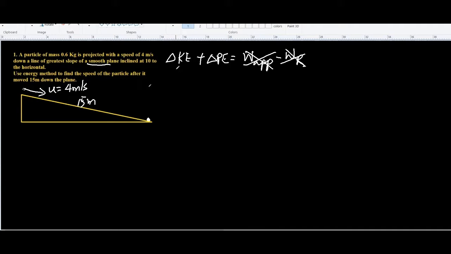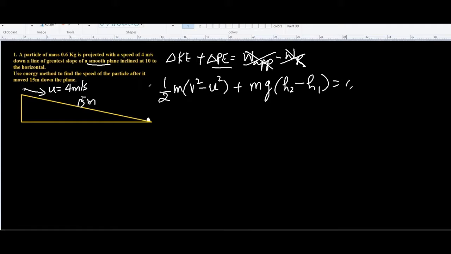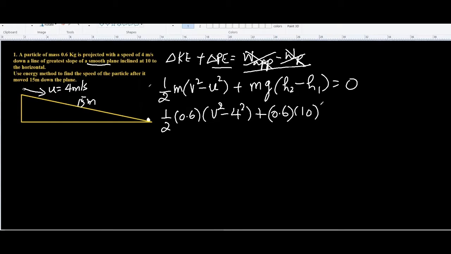So let's write the formula. Difference in kinetic energy is half m (v squared minus u squared), plus difference in potential energy, which is mg (final height minus initial height), equal to 0. Why? Because there is nothing on the right side. Let's substitute the values. Half, mass is 0.6, final velocity we have to find out, u we know is 4 squared, plus mass 0.6, g is 10, h2. We know it reached the ground, so h2 is 0. And h1, the original height, is h1.